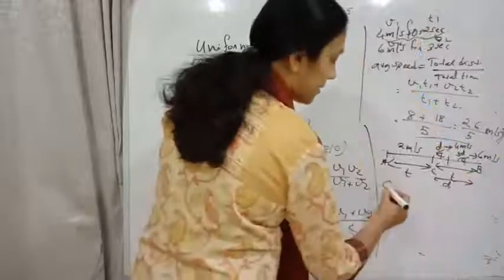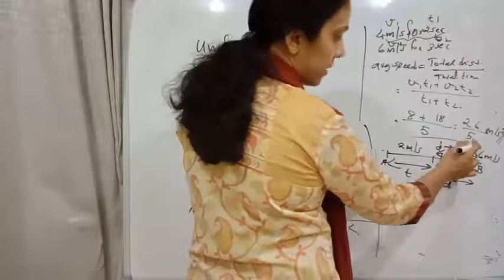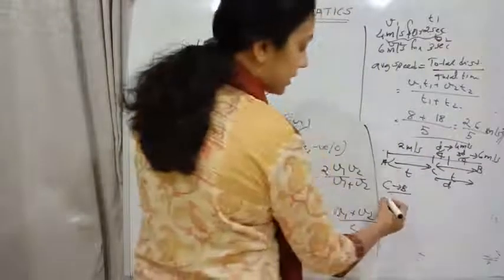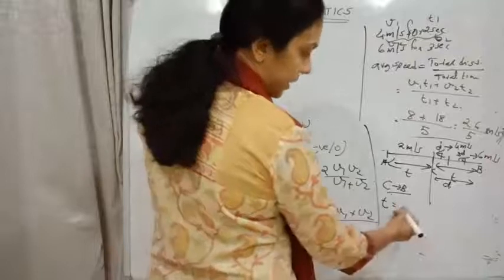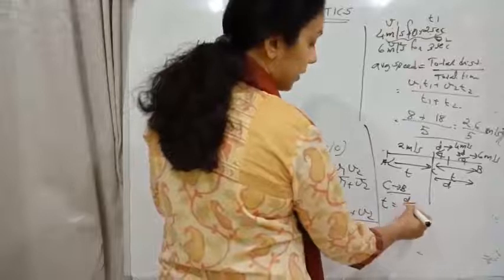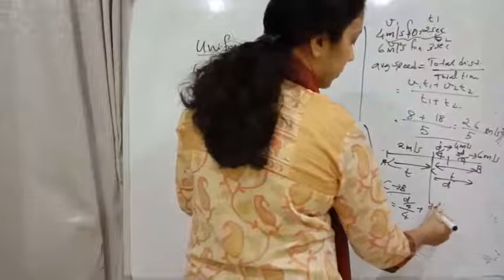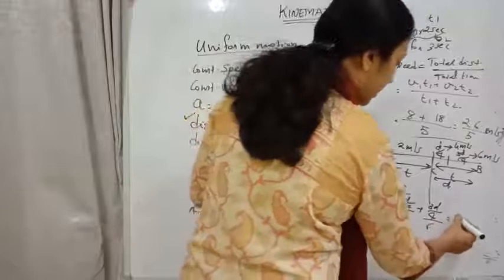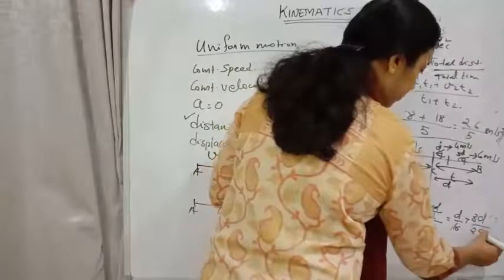So first we are considering from C to B. There the distance is given: D by 4 of the distance it is moving with 4 meter per second. So what is the time required? Total time required from C to B: total time equals distance traveled divided by velocity, D by 4 by 4 plus 3D by 4 divided by 6. So here D by 16 plus 3D divided by 24.